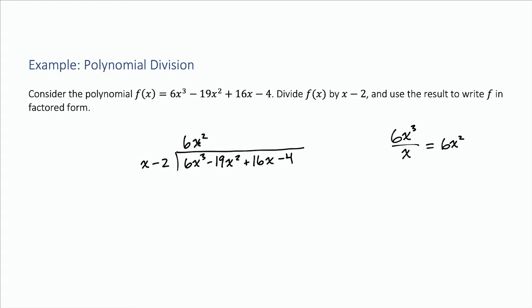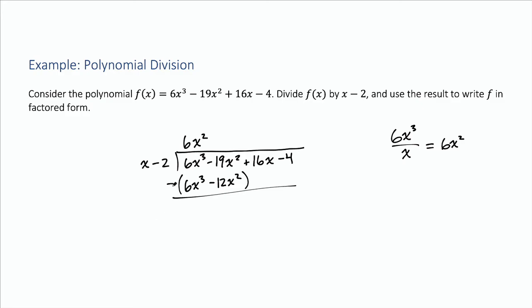Then we take this 6x squared and we multiply it by the x minus 2, and we put it underneath here. So 6x squared times x is 6x cubed. And 6x squared times negative 2 is negative 12x squared. So after multiplying this term by the divisor, we're then going to subtract that result from this polynomial up here.